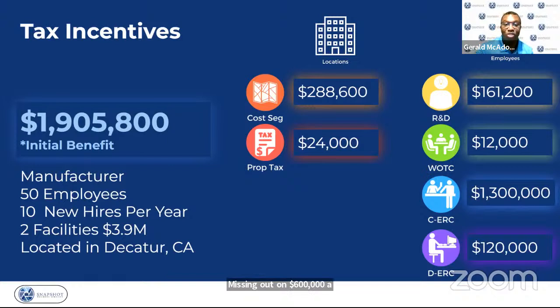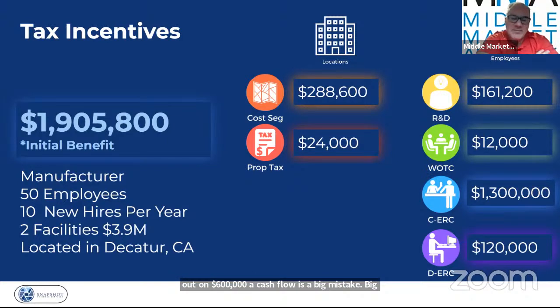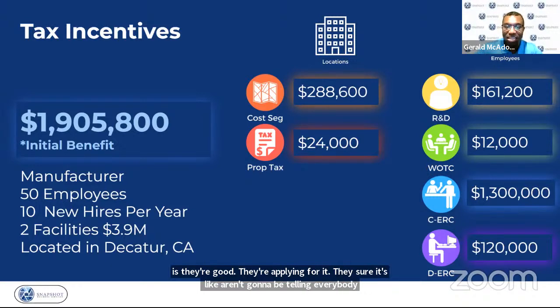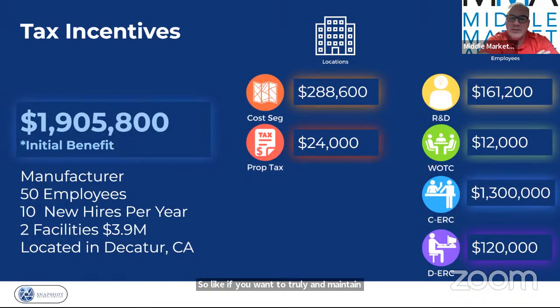Big. Huge. Yeah, especially when, as I always remind my clients, so you want to give your competitors $600,000 each over you? Because if they're applying for it, they sure as heck aren't going to be telling everybody. That's exactly right. If you want to truly maintain your competitiveness, and for manufacturers, ultimately, cost is a huge part. In my opinion, you're crazy not to look at this.